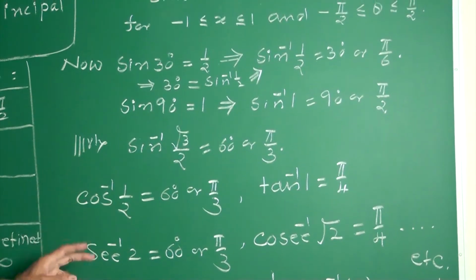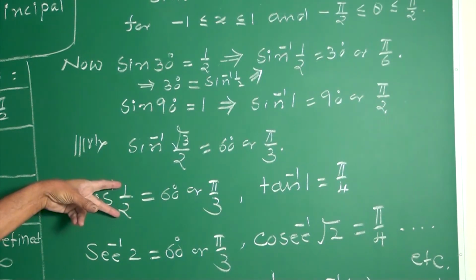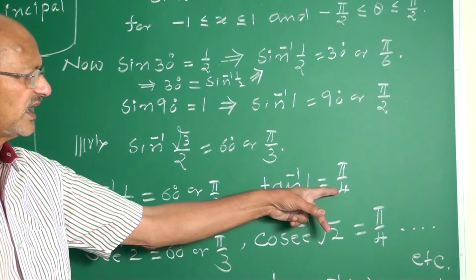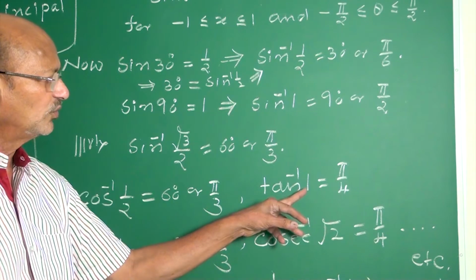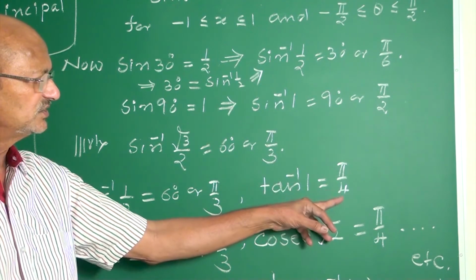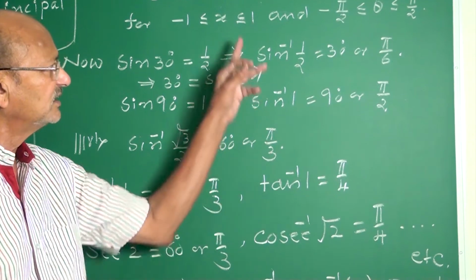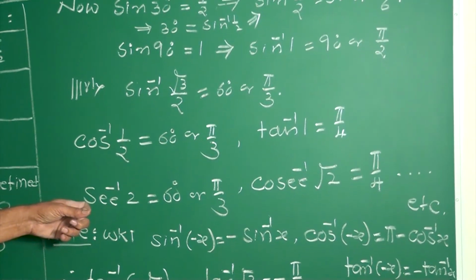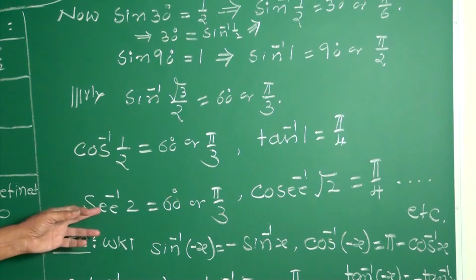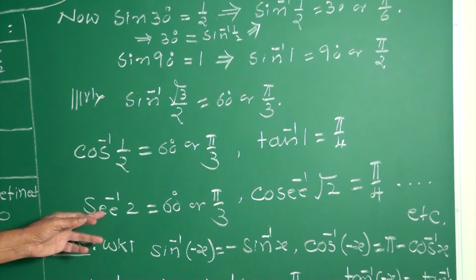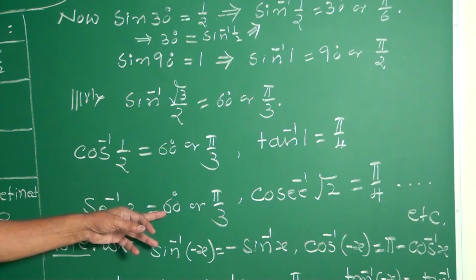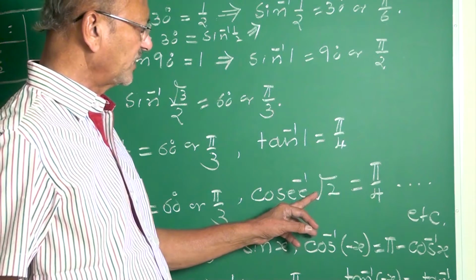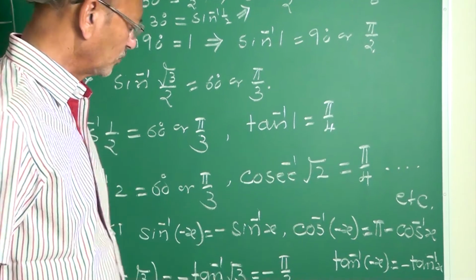Cos inverse 1 by 2. In case of cos inverse, what is the respective angle? 60 degrees. Tan inverse 1, what is the angle? Tan pi by 4 is 1. Therefore, tan inverse 1 is pi by 4. Directly you can write, not like this. Sec inverse 2. What is sec inverse 2? You can convert by one property: cos inverse 1 by 2, which is 60 degrees. Cosec inverse root 2, respective angle: pi by 4.